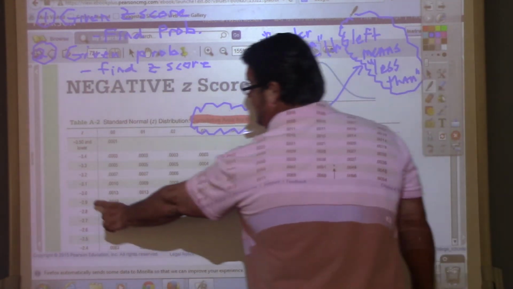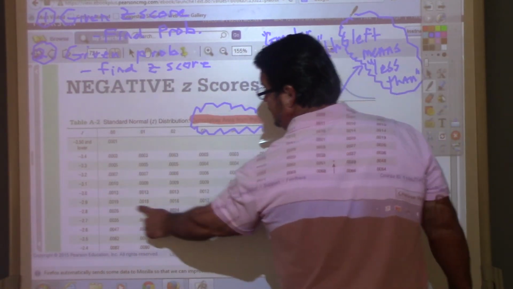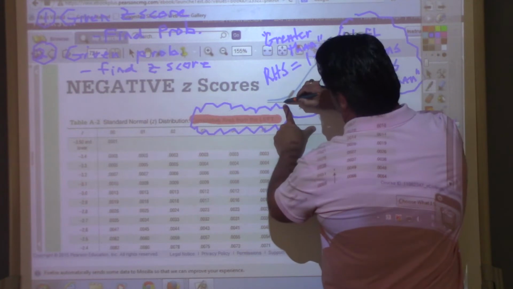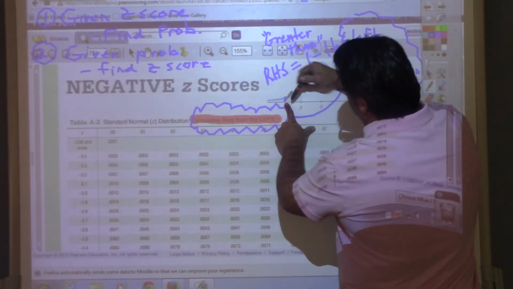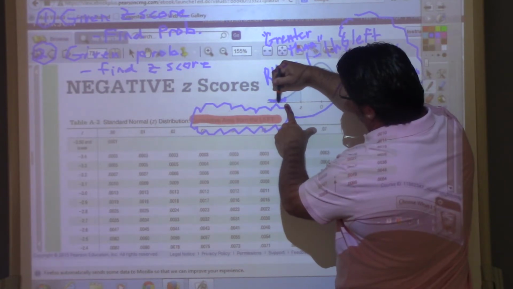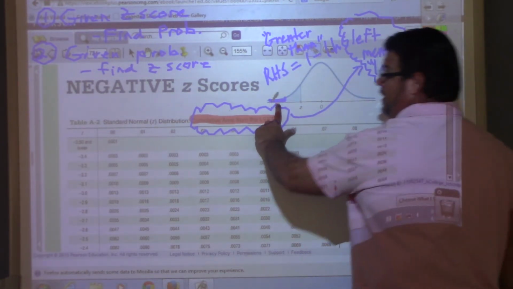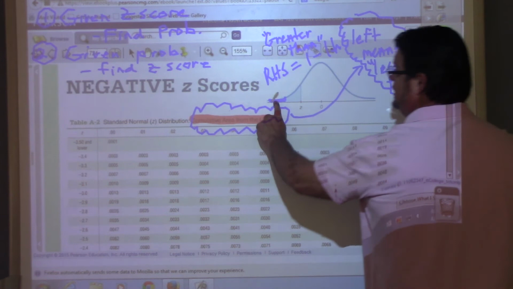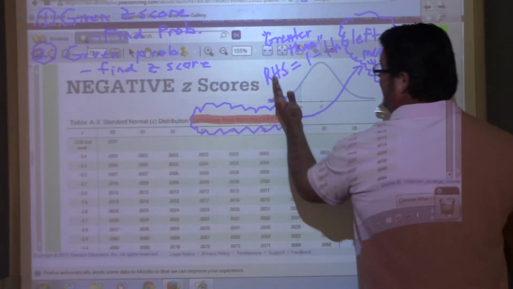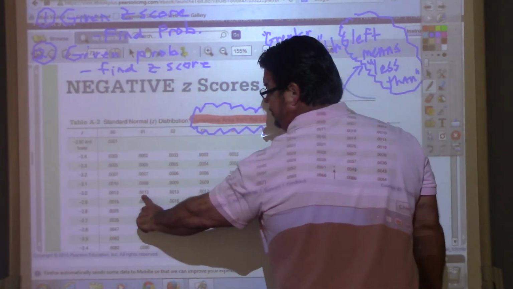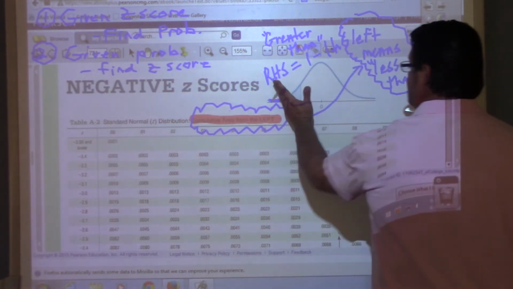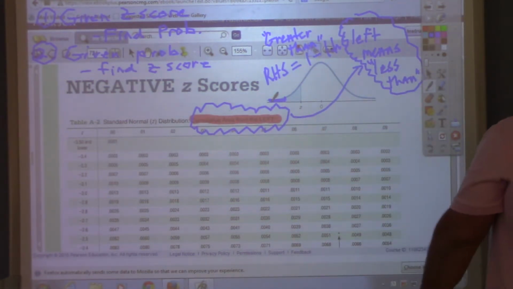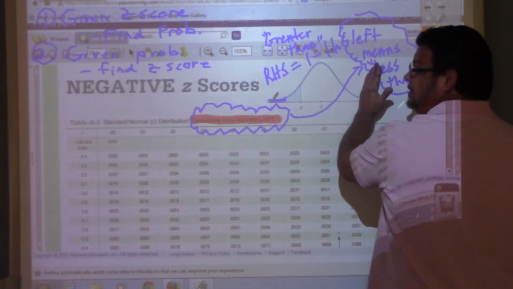So if I look up negative 3.02, negative 3.02, well, negative 3, that's 1, that's 2, that's 3. Negative 3.02 is right in there. I'm looking up this z-score, this probability right here. And that probability right there, 3.02, is 0.0013. That's that area right there. Now, if I want the right-hand side, then I have to take 0.0013 away from 1, and that would give me 0.9987. 0.9987 is over here.